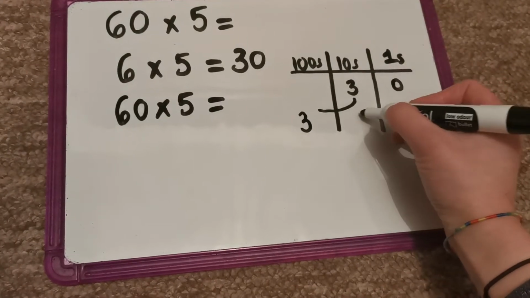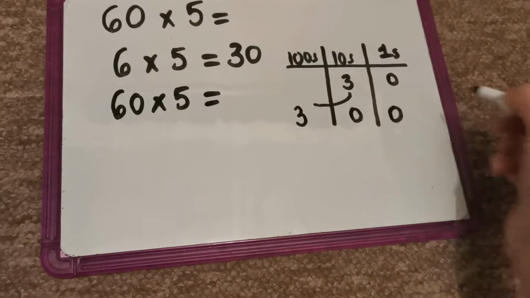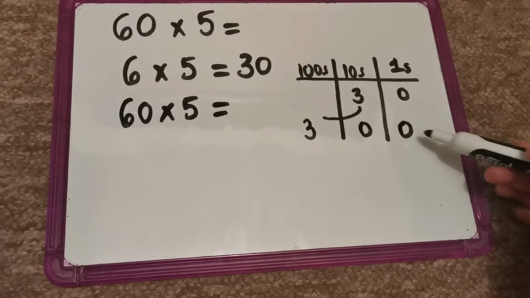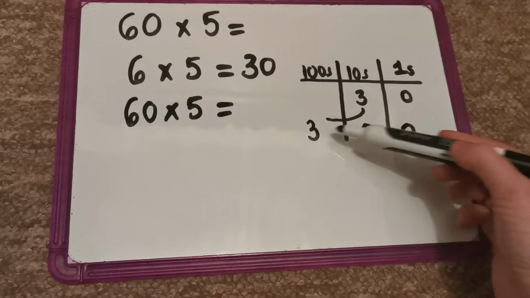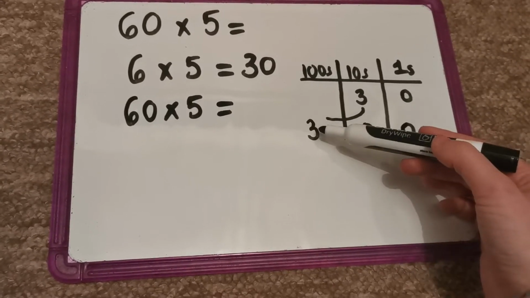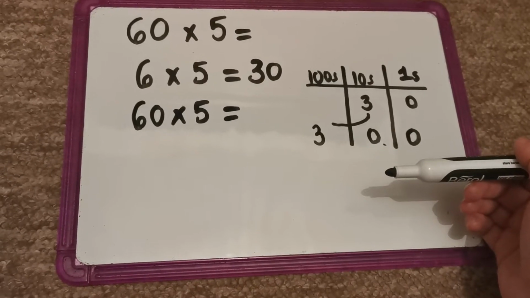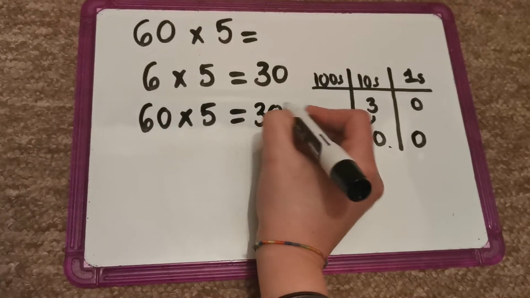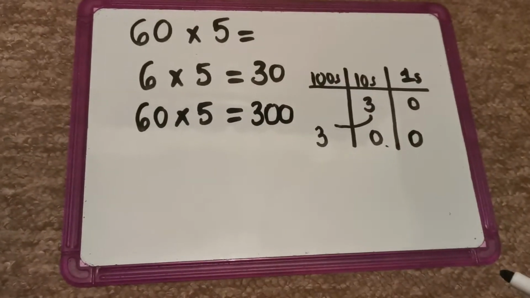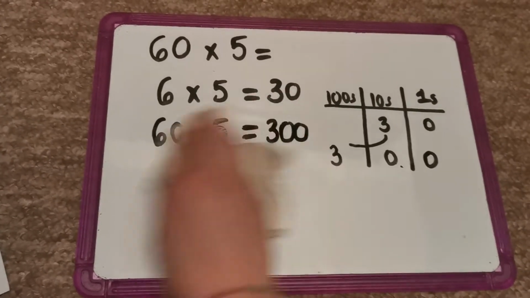0 ones will be placed in the tens column. And then remember, you place a 0 in the ones column because it's a placeholder, so it's holding the 0 ones, the 0 tens and the 300 in the correct columns. So 60 multiplied by 5 is 300. I wouldn't need to use the written method there.